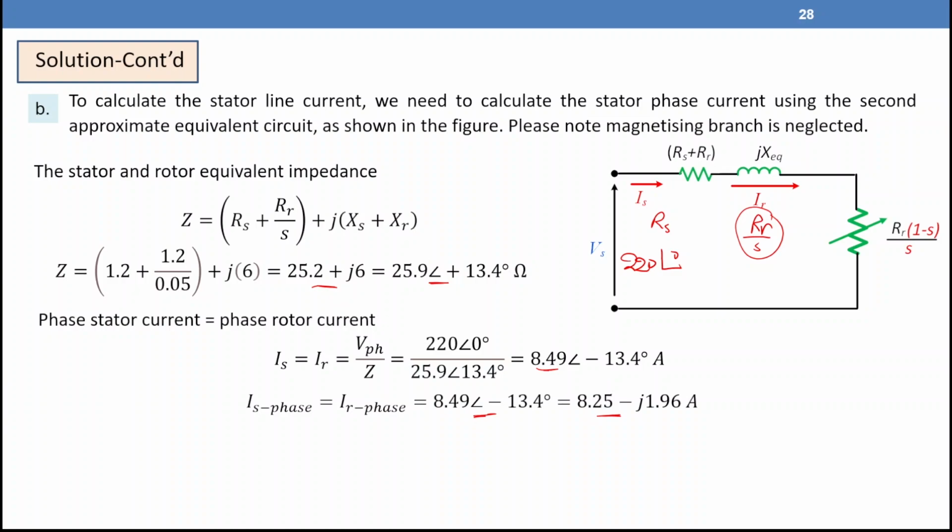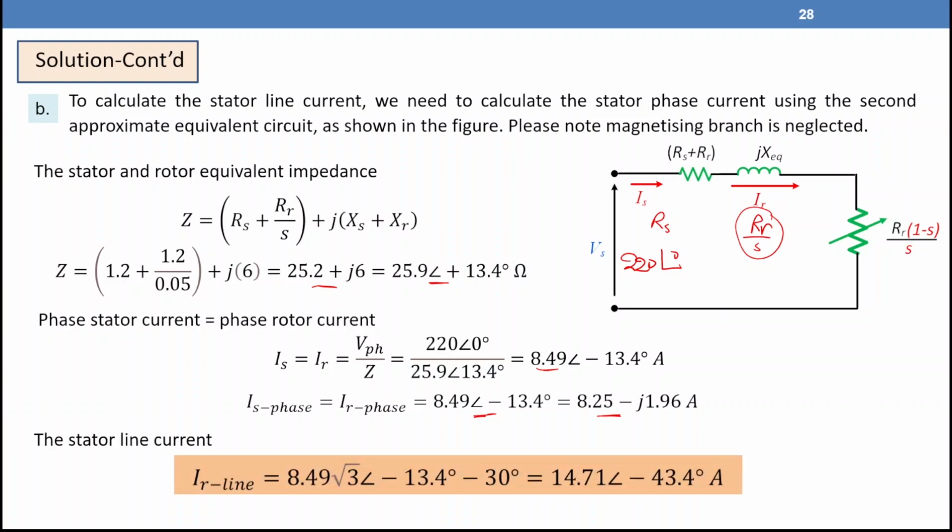We need the line current. To have the line current, you need to multiply the magnitude by root 3 and shift the angle by minus 30 degrees. So the line current is 14.7 ampere and angle minus 43.4 degrees.